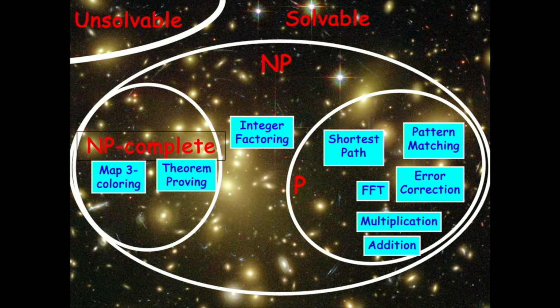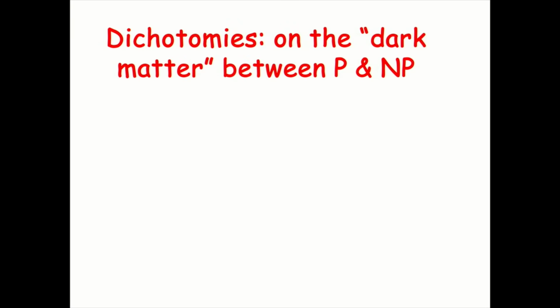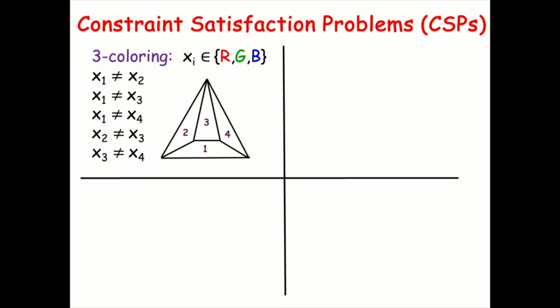So we have to understand it, and this is the topic of the next two slides: understanding this dark matter. So where is it, or does it exist? And dichotomies are about types of problems which actually only live in P or NP-complete. So I'll exemplify this with constraint satisfaction problems. This is a wide class of problems, and these are most natural problems we meet.